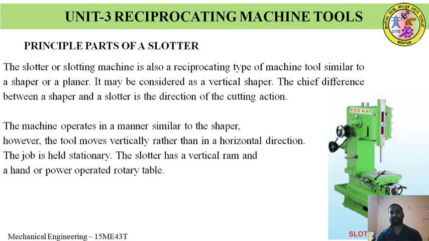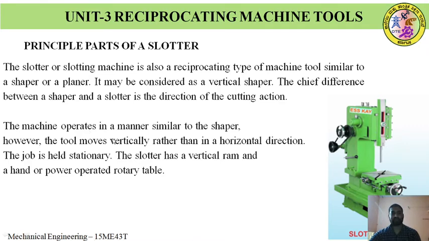The difference between a planer and a slotter is that in a planer the table carrying the workpiece reciprocates over the stationary tool. Here in the slotter, the tool reciprocates in the vertical direction over the stationary workpiece. It has a table which is usually round in diameter, upon which the workpiece is held, and it will be given longitudinal and crosswise feeding by means of this lever and hand wheel.